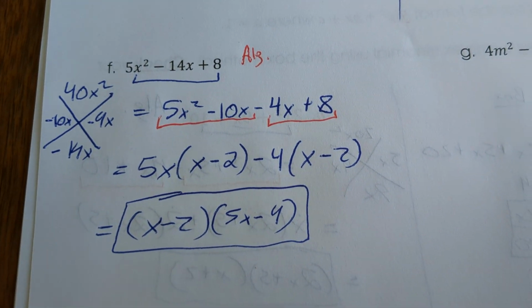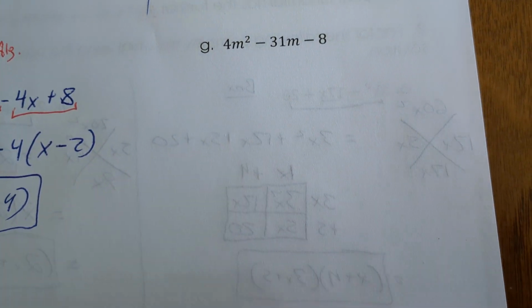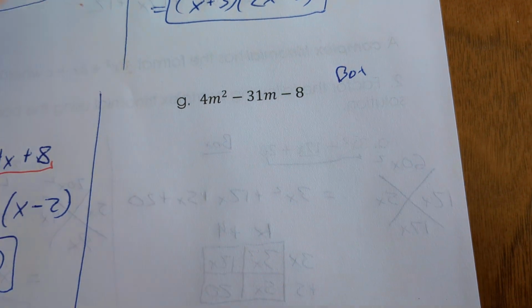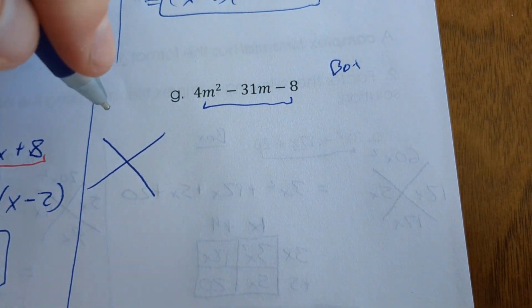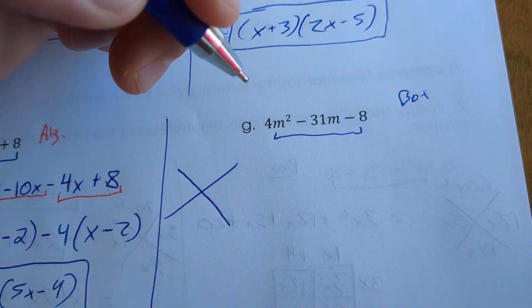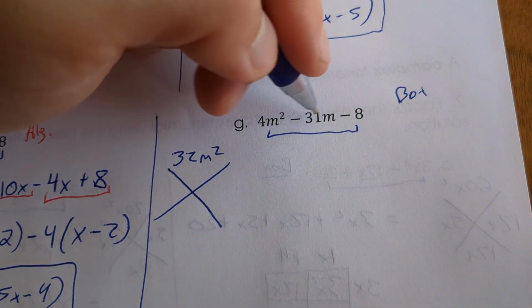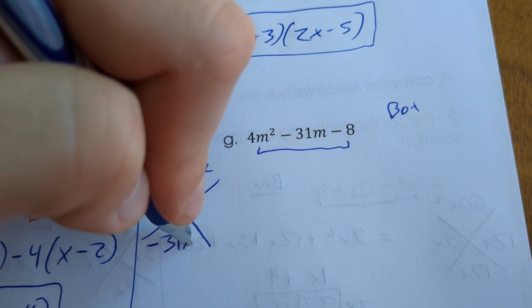Okay, a couple more examples like this. So back to the box method here. Okay, do our cross multiply first and last term. 4 times 8 is 32 m squared. Now we're using m's. And then we're adding to negative 31m.